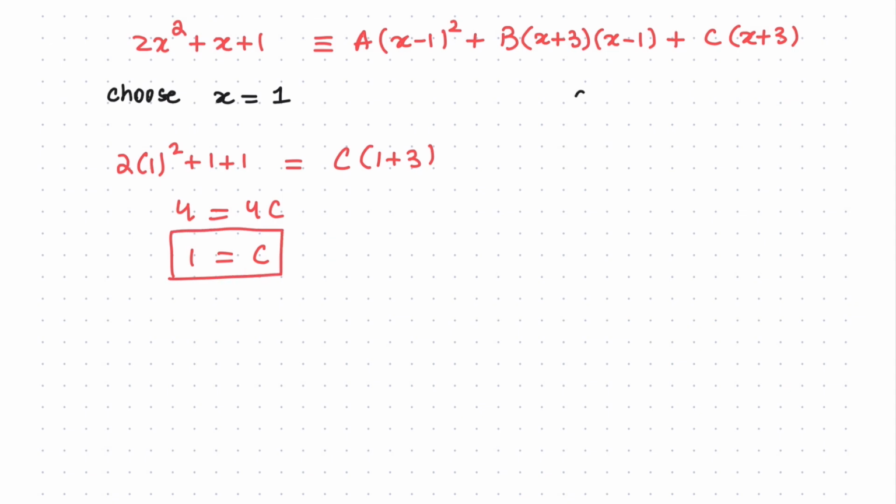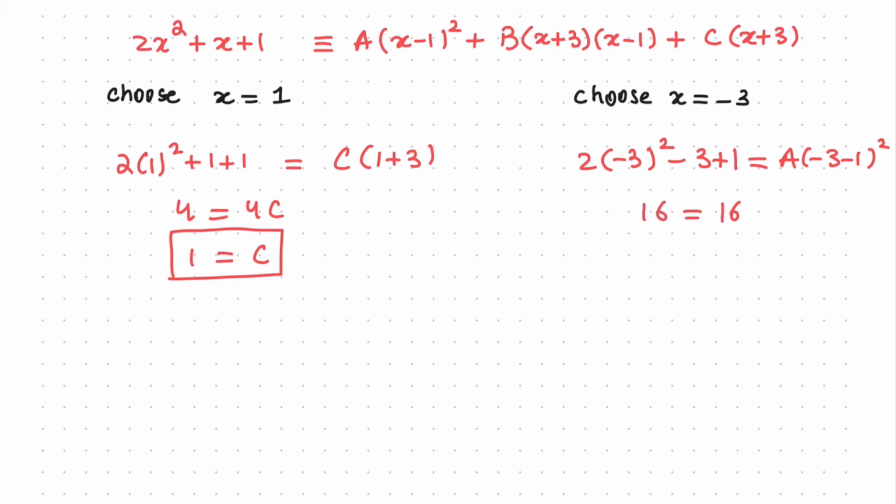We can choose another smart value, so choose x equal to negative 3. The reason we're choosing negative 3 is that if we plug in negative 3 here and here, then these terms will vanish and only this term will remain. So once again it will simplify our calculation. So we have 2 times negative 3 squared, negative 3 plus 1 is equal to a times negative 3 minus 1 squared. So this is 16 equals 16a, so a is equal to also 1.